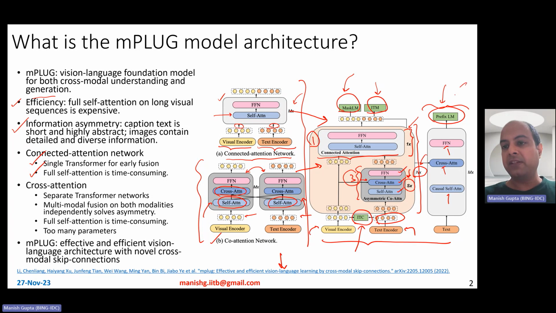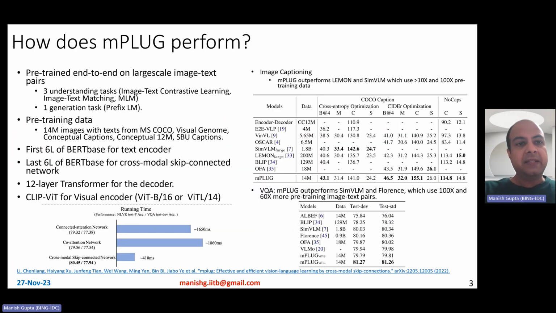Now there is one pre-training loss for the generation side, which is prefix LM. Given the image, predict whether you are able to generate the entire caption properly or not, and that's a token level cross entropy loss. Okay, so that's the pre-training.